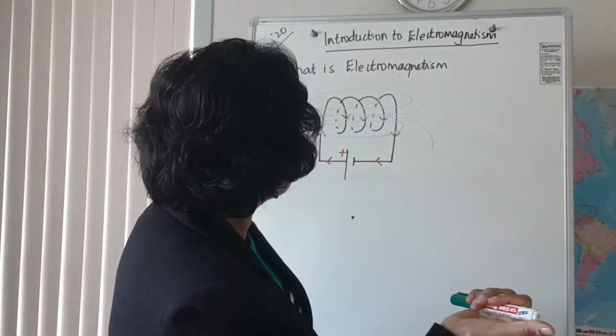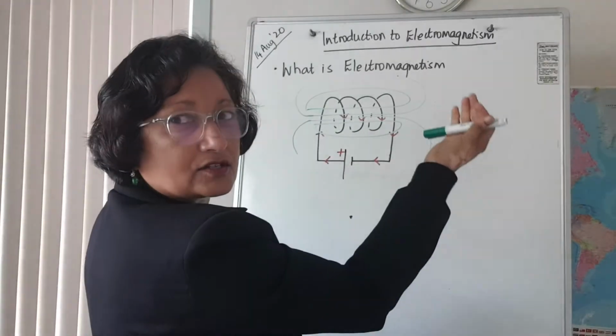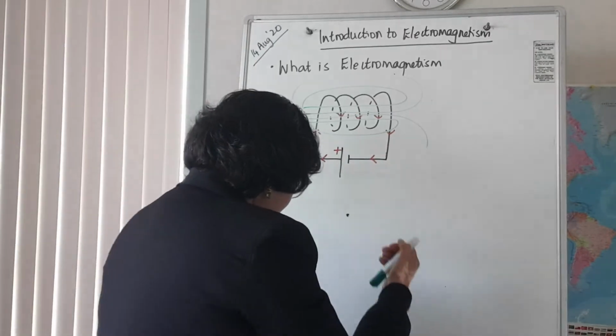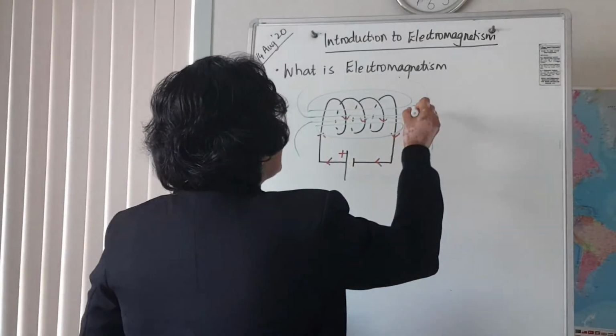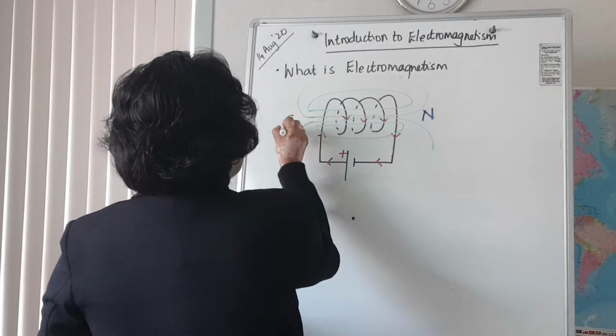Okay, so let's look at this one. It's all coming down. See, the red arrows are pointing down. So I need to bring my fingers down. My thumb is pointing that side. So, oops, one slid somewhere. So that's my north end. Say my thumb is there. So this end will become south.